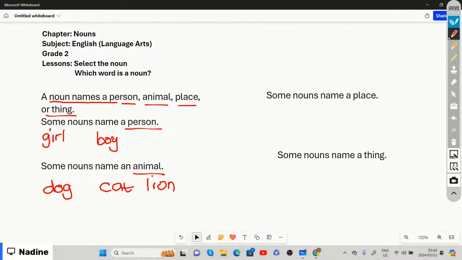Then we have some of the nouns that name places, right? And examples of the places are maybe saying we're going to the park or we're going to the zoo, right? Those are names of places.